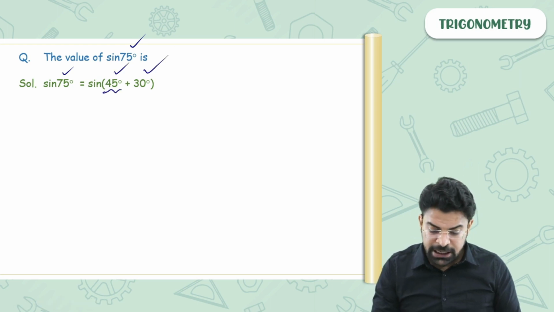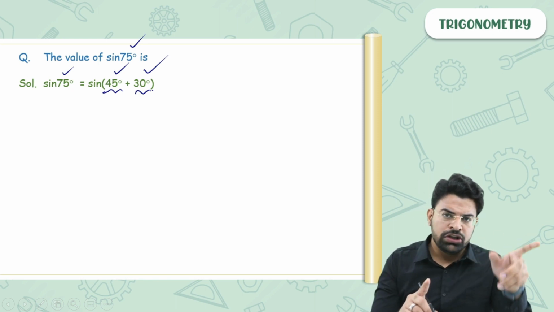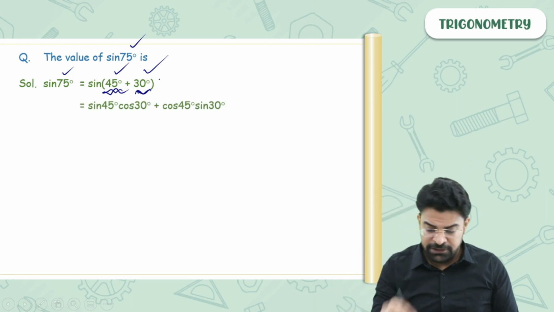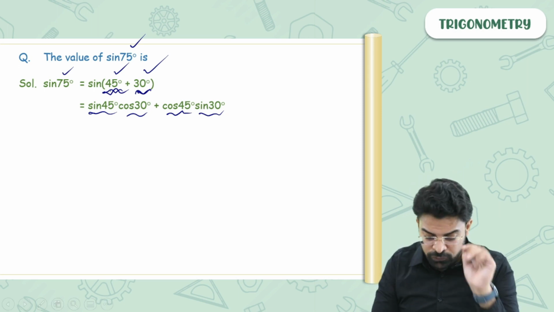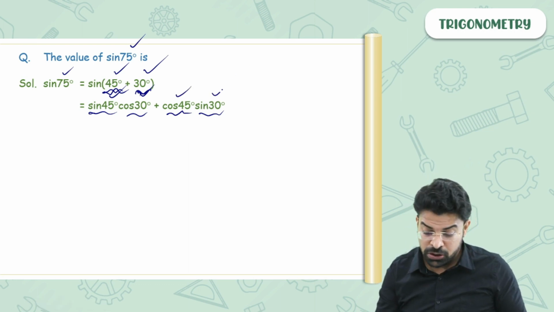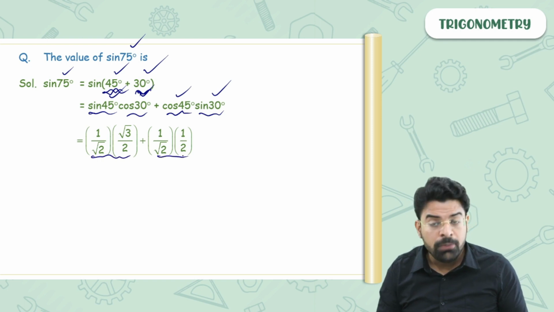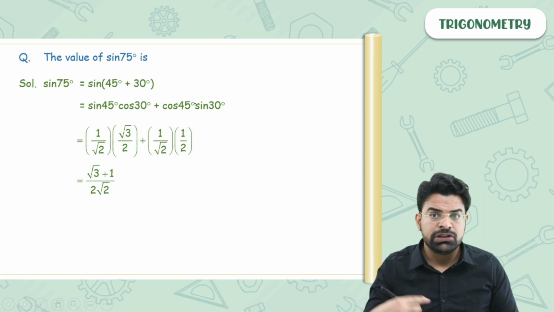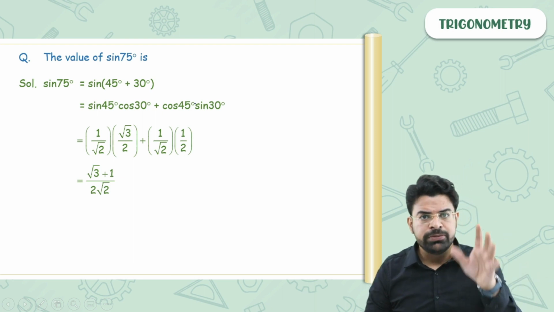Using the formula sine of A plus B is sine A cos B plus cos A sin B, I can say sine of 45 plus 30 is sine 45 cos 30 plus cos 45 sin 30. And I know the value of all four of them. Sine 45 is 1 by root 2, cos 30 is root 3 by 2, cos 45 is 1 by root 2, sin 30 is half. So when you substitute the values, you can see that the denominator is common, 2 root 2. So you simply get the answer (root 3 plus 1) by 2 root 2. This is the value of sine 75 degree. Easy thing to remember, given that you remember that sine of A plus B is sine A cos B plus cos A sin B.